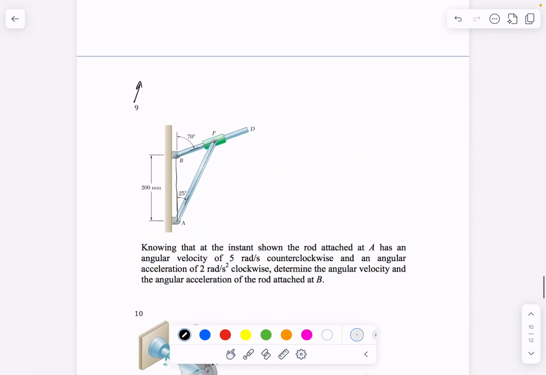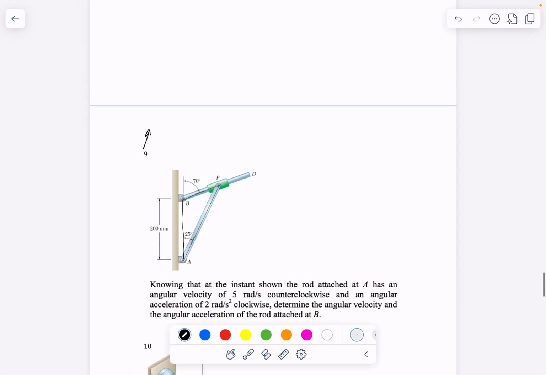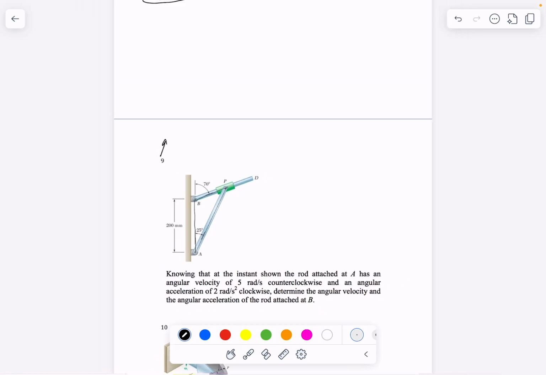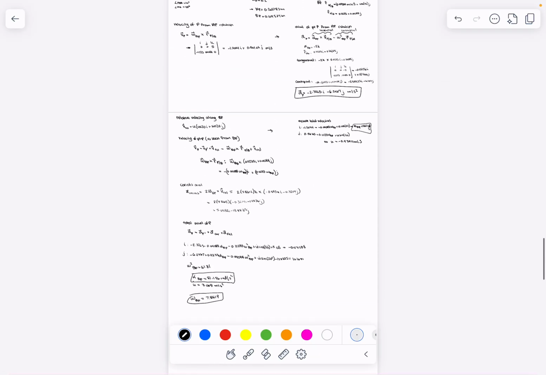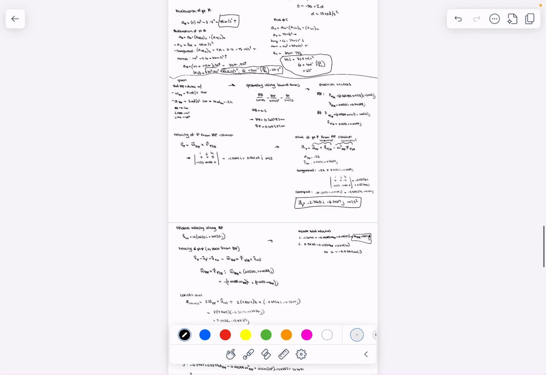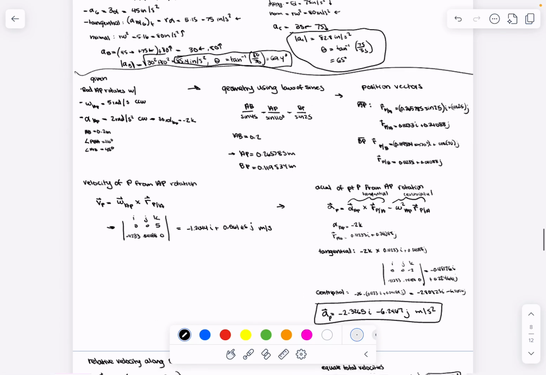For problem number 9, knowing that at the instant shown the rod attached at A has an angular velocity omega of 5 radians per second counterclockwise and an angular acceleration alpha of 2 radians per second squared clockwise, determine the angular velocity and the angular acceleration of the rod attached at B.